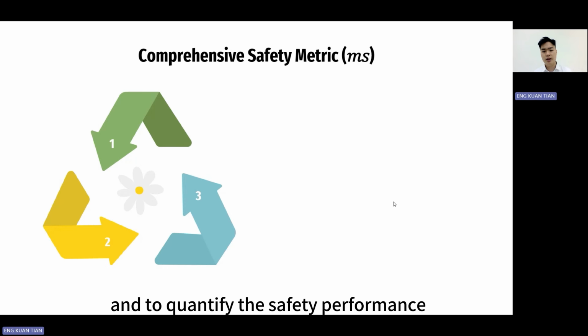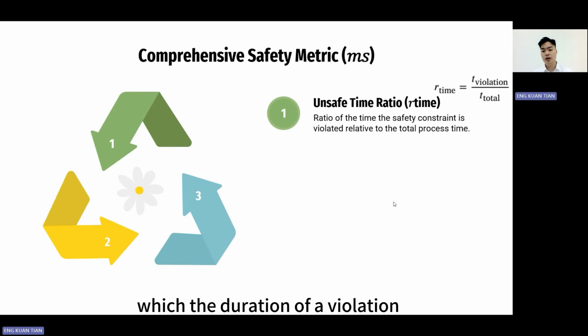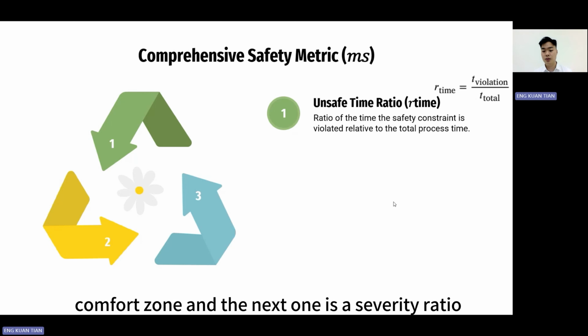To quantify the safety performance, a comprehensive safety metric is proposed. It consists of two aspects of constraint violation. The first one is the unsafe time ratio, which is the duration of the violation, defined as the ratio of the time the safety constraint is violated relative to the total process time. For buildings, this is the percentage of the time the temperature is outside the comfort zone.